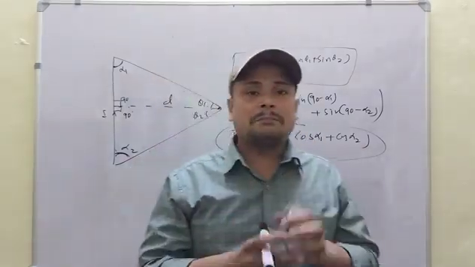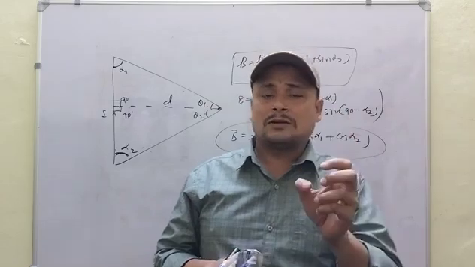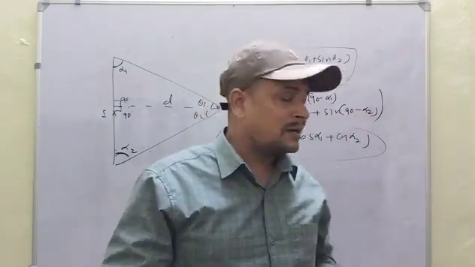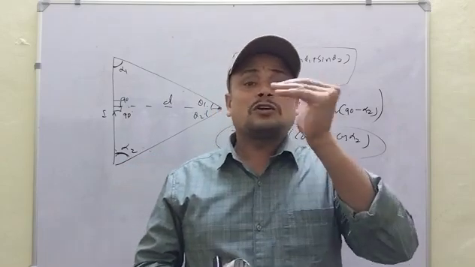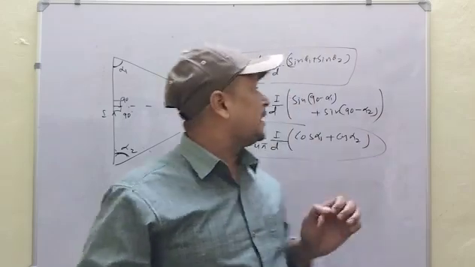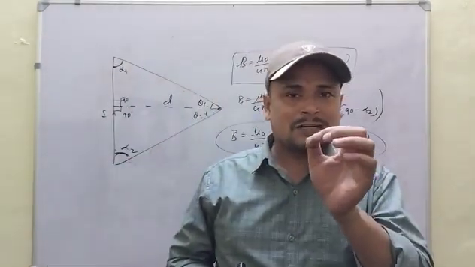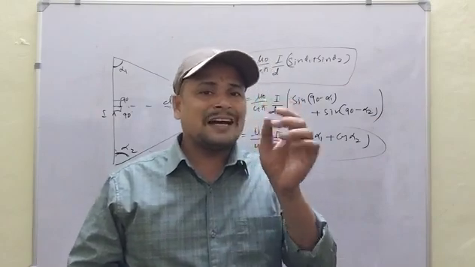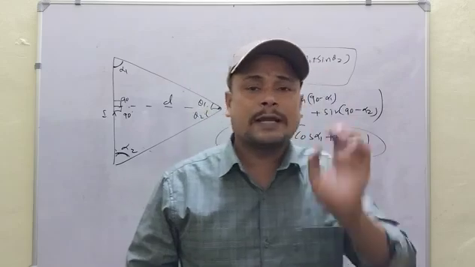After that we learned the Biot-Savart law. Oersted told us there will be a field due to a current carrying conductor, but what amount of field will be there, we find using the Biot-Savart law. And the Biot-Savart law formula was mu naught by 4 pi, I dl sin theta by r square.